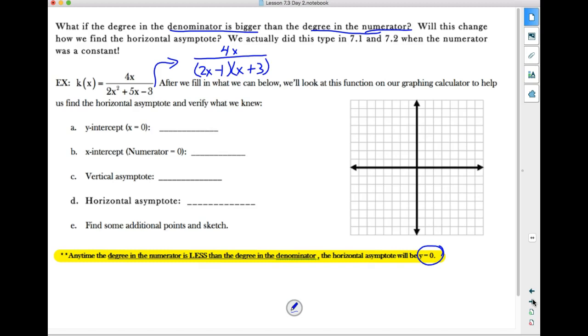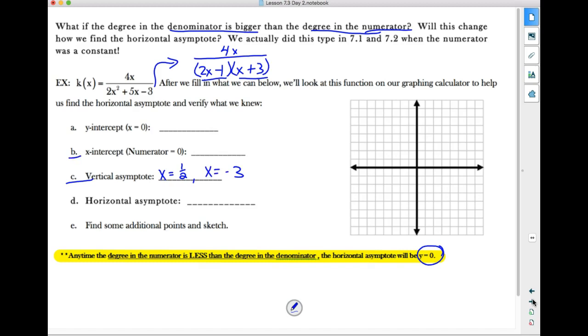So what I like to find first are my vertical asymptotes. They are the easiest for me. I can see I have one at x equals 1/2. That is at 0 of the denominator. And I have one at x equals -3. That's at that 0 of the denominator.